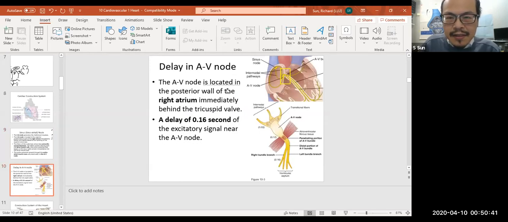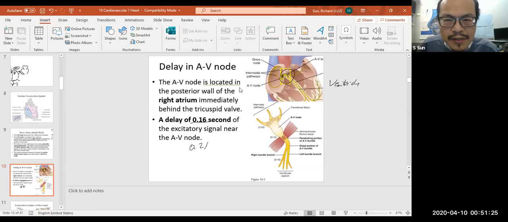And then this SA node will send signal to the AV node. From the AV toward the bundle of His there will be about a 0.2 second delay. So 0.16, about 0.2 second. That's because the function of the AV is to excite both left and right ventricle. So it has to wait for about 0.2 seconds until the atrium contraction finishes.